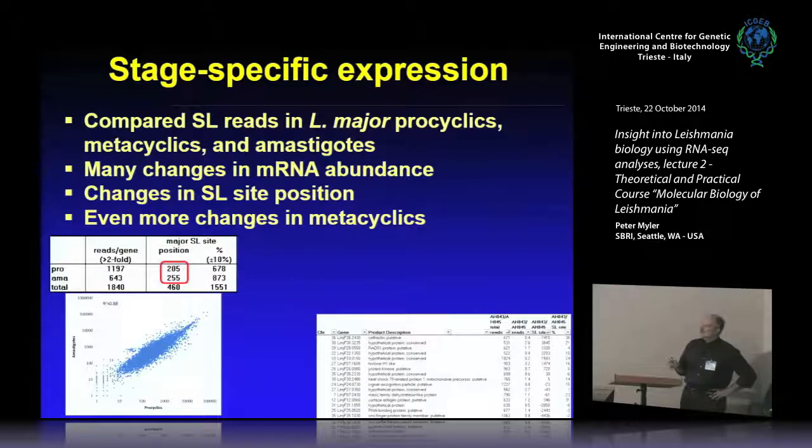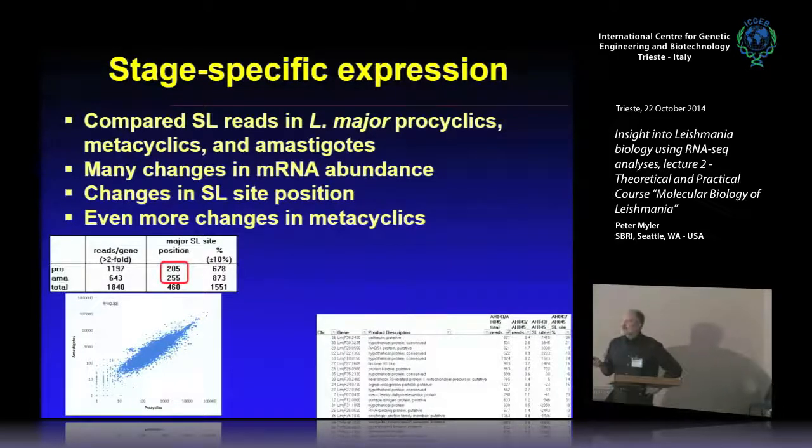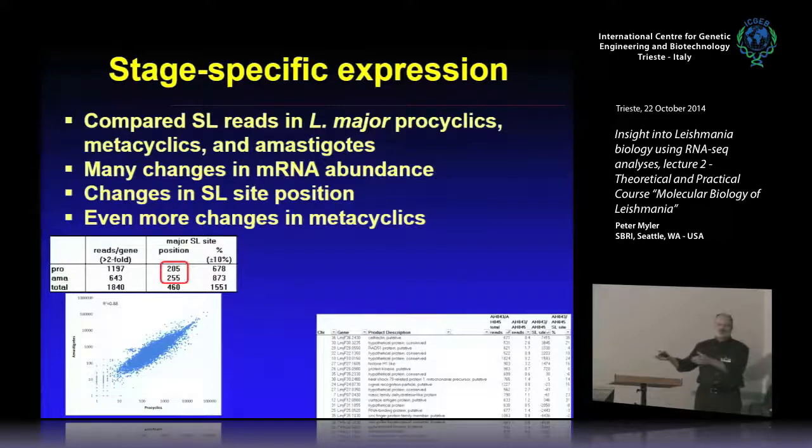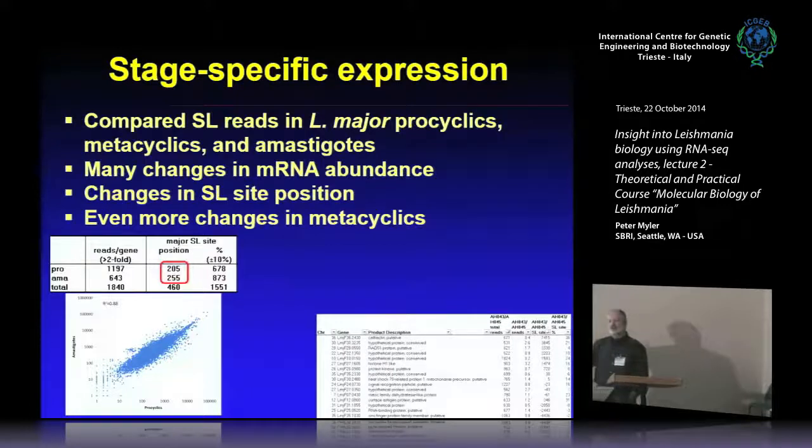When we looked at metacyclics, there were even more genes that were different. Metacyclics, in terms of their RNA levels, are less similar to promastigotes than amastigotes are similar to promastigotes. That's because they've stopped growing, and so their RNA levels change a lot. That goes back to a point that Greg made before, that the growth state of your parasite really makes a big difference when you're doing these experiments.